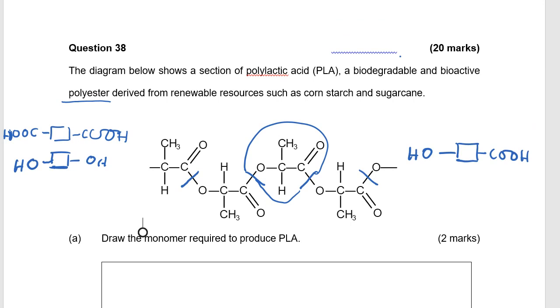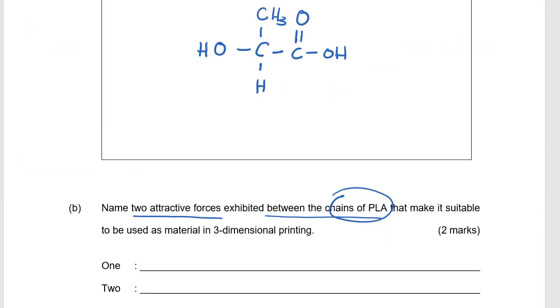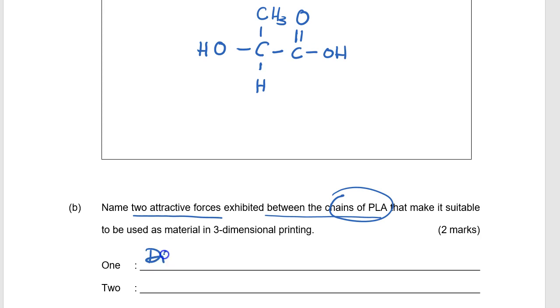Now if you look at the chains of polylactic acid, no hydrogen bonding can be present between the chains of polylactic acid. Okay, the only interaction that can be formed is dipole-dipole interaction because there's carbonyl groups, and obviously dispersion forces because dispersion forces exist in all molecules. Okay, hydrogen bonding cannot be present. So it's dipole-dipole and dispersion. Alright, next question.